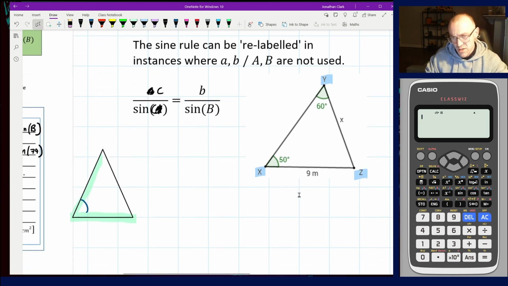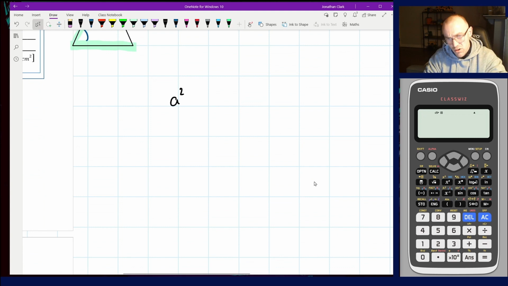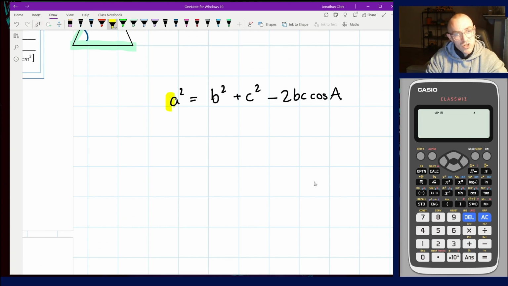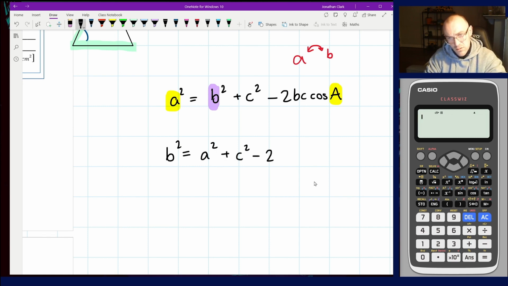Cosine rule, we can do the same thing. So even though the cosine rule normally looks like this, equivalently, we could swap some of these terms around. So we could switch the labels for A and B, and the formula would look something like this instead. And that is still the cosine rule.